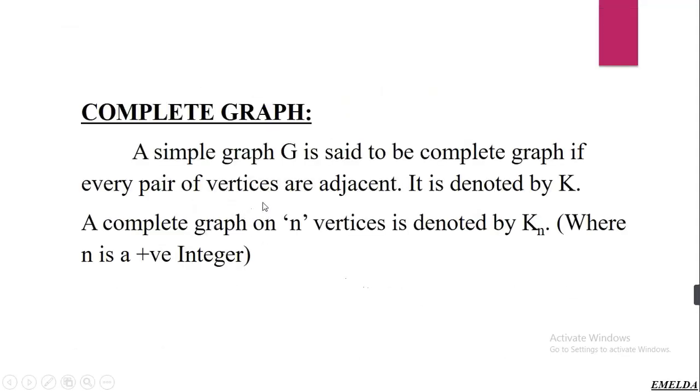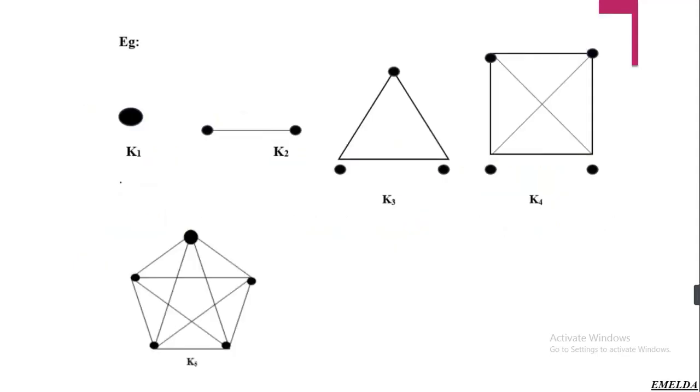Now we move on to the complete graph. A graph is said to be complete if every pair of vertices are adjacent. It is denoted by K. A complete graph on n vertices is denoted by Kn, where n is any positive integer. These are some examples of complete graphs.